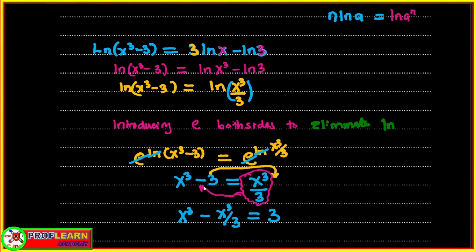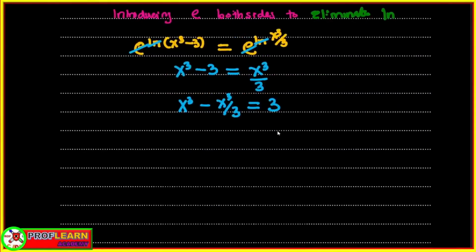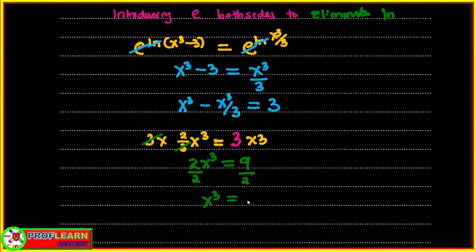Or you can even take this on the other side. So whichever way suits you, we can remain with this. Meaning I've just taken x cubed minus x cubed over 3, so that is 1 minus a third, which is the same as 2 over 3. Then you multiply by 3 both sides to get rid of the fraction. We're going to have this reducing to 2x cubed equals 9, then divide by 2 both sides.